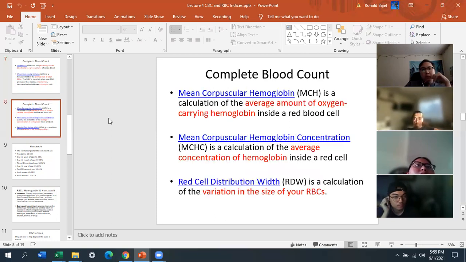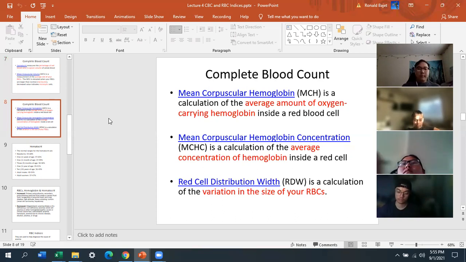Okay, MCH and MCHC. Okay, MCH. It's a little confusing. MCH is the amount of oxygen containing hemoglobin. And then MCHC is the average concentration of hemoglobin inside the cell. So MCHC is the total amount of hemoglobin, whether or not it contains oxygen.